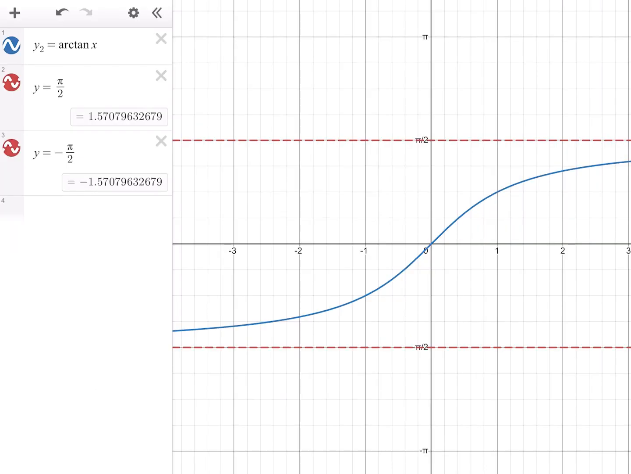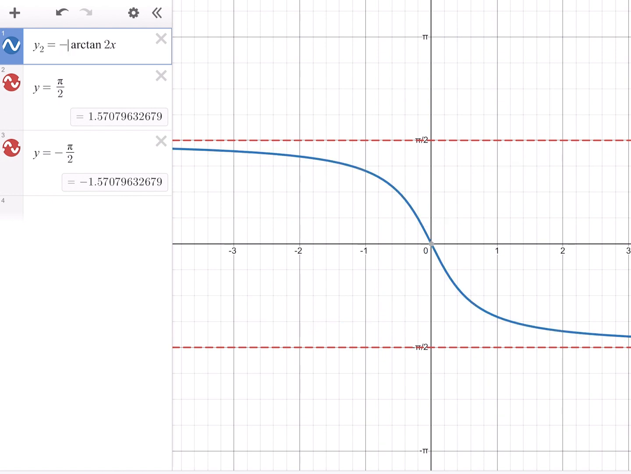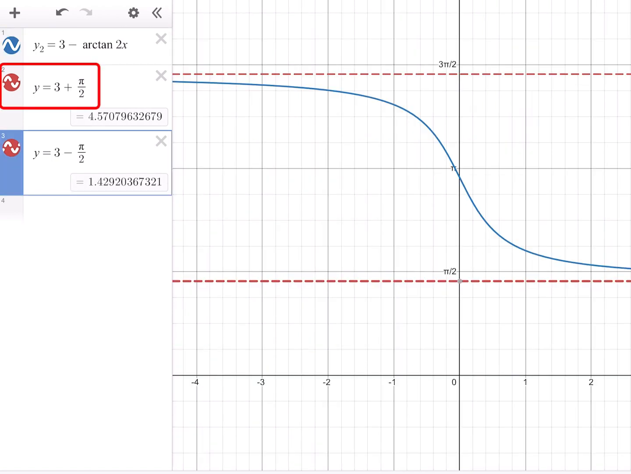So here's a graph of y equals arctangent of x. It has two horizontal asymptotes, one at pi halves, one at negative pi halves. If I put a 2 in front of the x in our argument, we get the horizontal compression by a factor of 1/2, but that does not change the heights of the asymptotes. If I put a negative in front of this, we do get the reflection around the x-axis, and then if I put a 3 to lead this off, everything here will shift up 3, including the asymptotes. So one asymptote will now be 3 plus pi halves, and the other asymptote will be 3 minus pi halves.